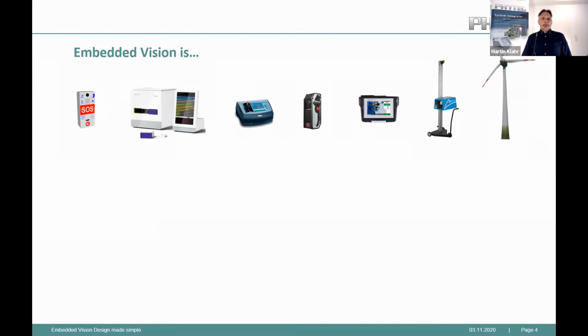And I brought some examples of products that our customers built with our hardware. And I would like to ask the question, what do those products have in common, beside the fact that they have a camera and use image processing? Well, I would say there is not so much in common. They are all pretty individual products. So I think one of the main characteristics of embedded vision is it needs customizing.